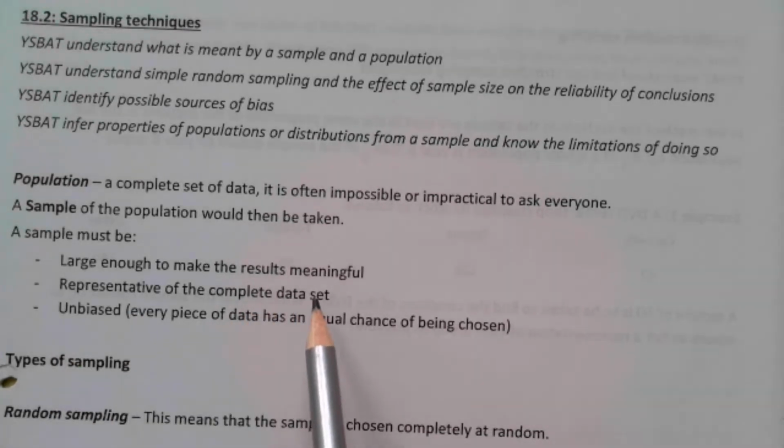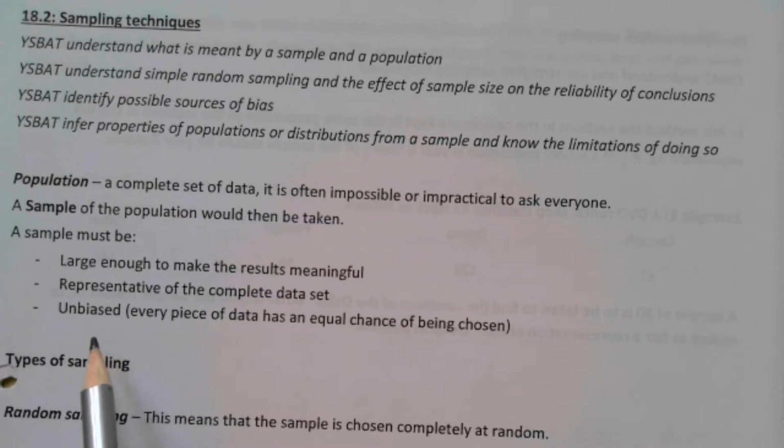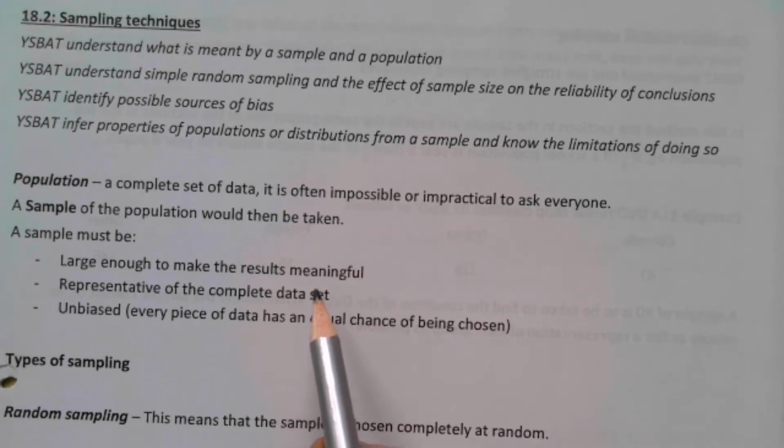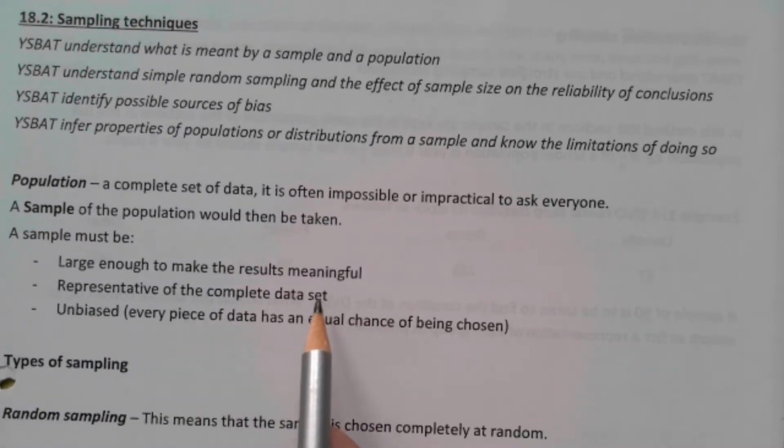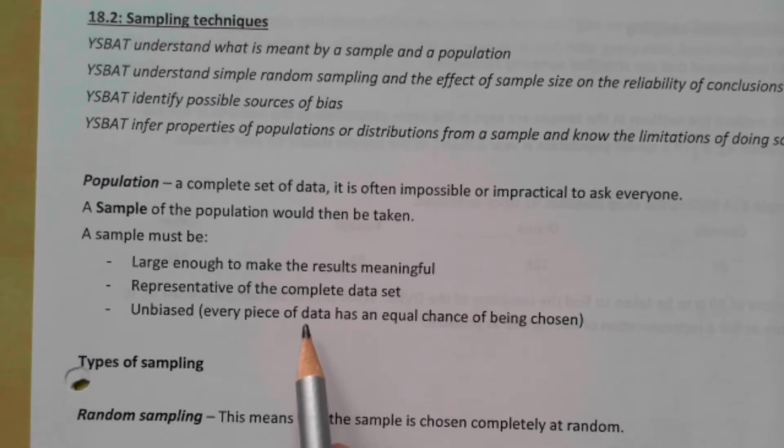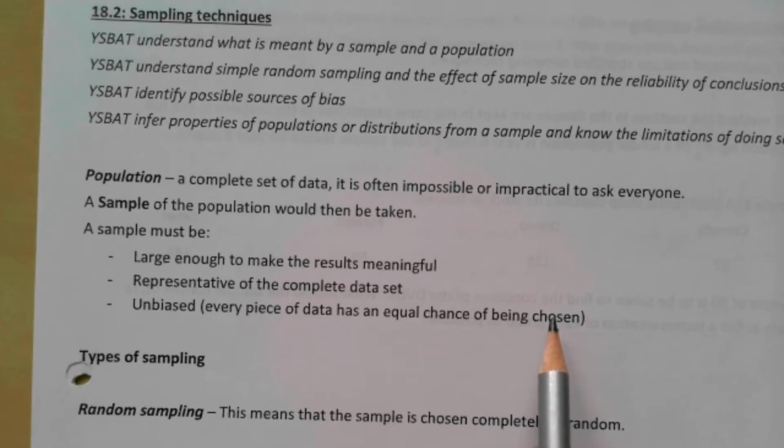Representative of the complete data set. If I go down to a hockey club and ask if you like hockey, loads of people are going to say yes, and it's going to give an unfair, biased representation. So you need to be very careful taking your sample that you ask everyone. Again, if you ask people in school, make sure you take a sample of both male and female, and at the same time take ones from different year groups as well. So there are different things you need to be careful with when taking the sample. Representative of a complete data set. Unbiased: every piece of data has an equal chance of being chosen.